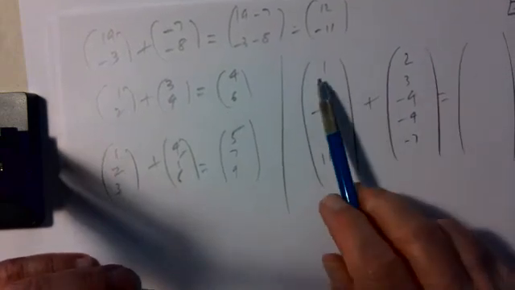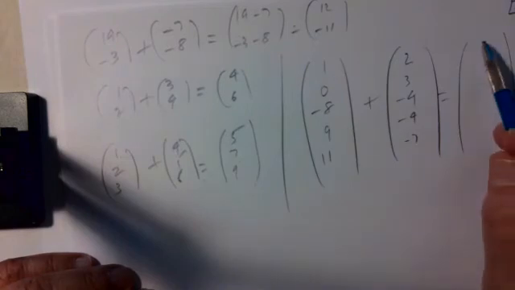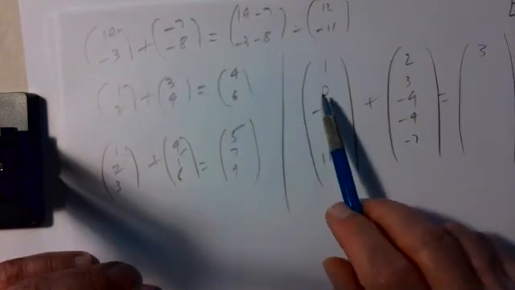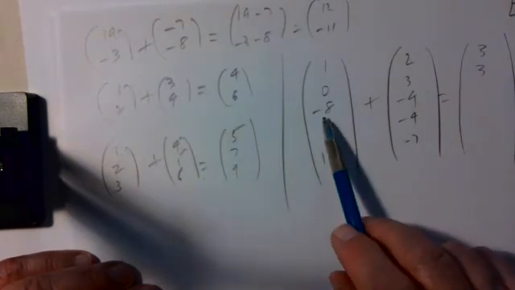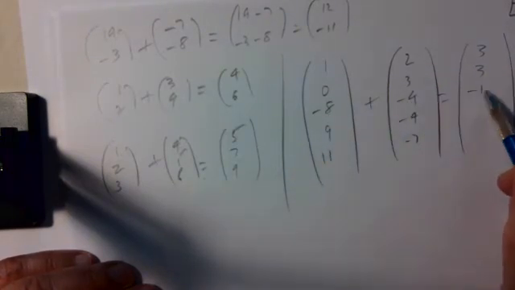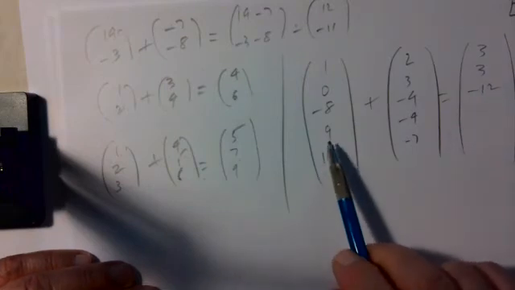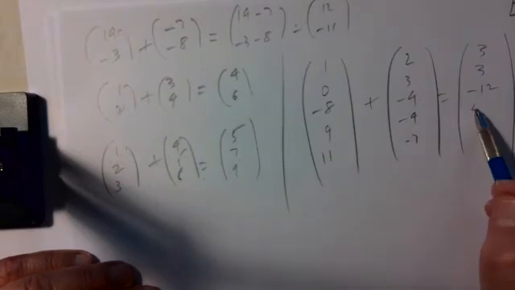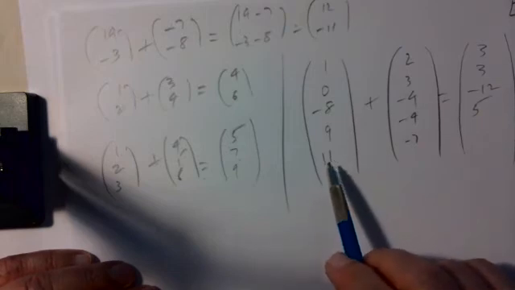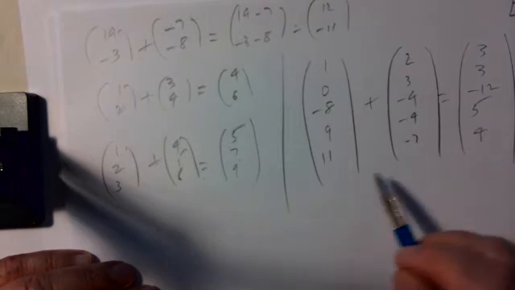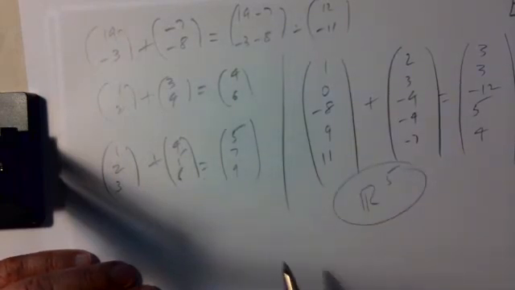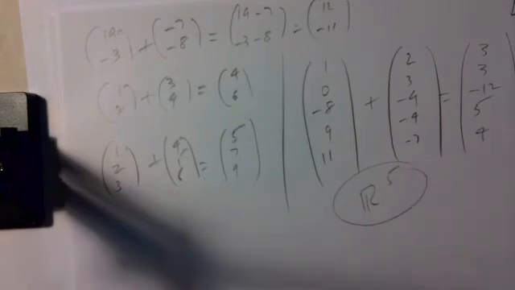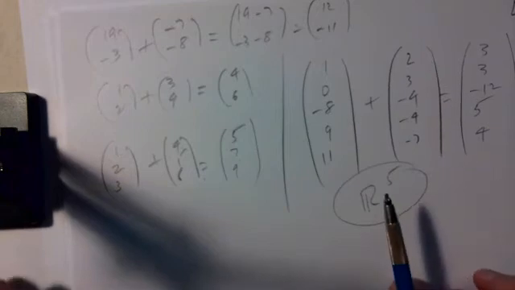What is the sum? First coordinates, 1 plus 2 is 3. Second coordinate, 0 plus 3 is 3. Third coordinate, minus 8 minus 4 is minus 12. Fourth coordinate, 9 minus 4 is 5. Fifth coordinate, 11 minus 7 is 4. So these are vectors in R5, 5-dimensional vectors. And when you add them up, this is what you get, right? So that's the rule for addition of vectors.